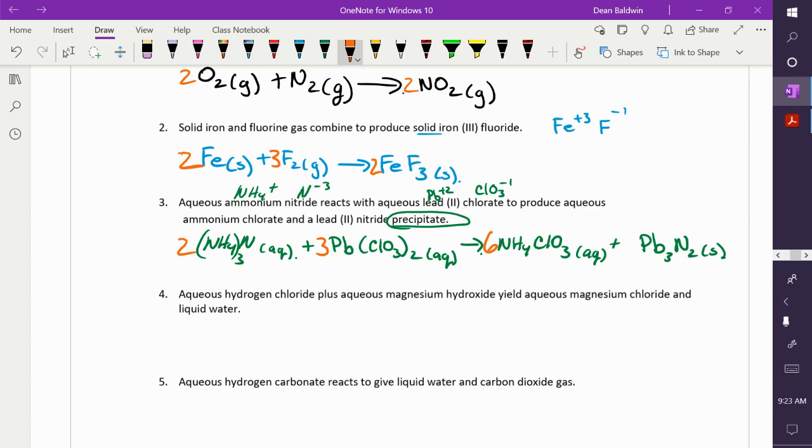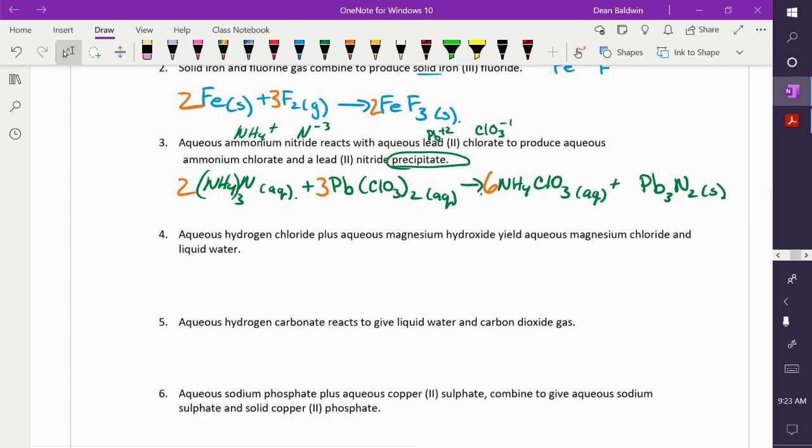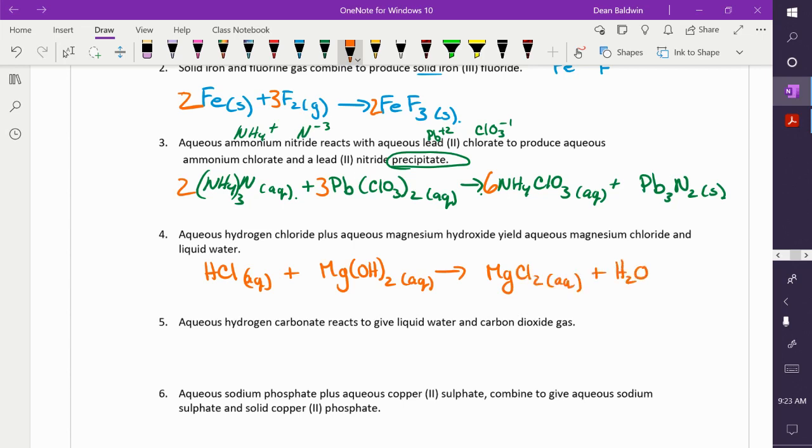You want to try the next one on your own? Aqueous hydrogen chloride plus aqueous magnesium hydroxide yield aqueous magnesium chloride and liquid water. And try balancing it.